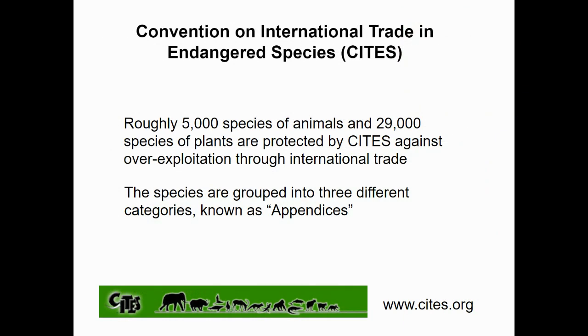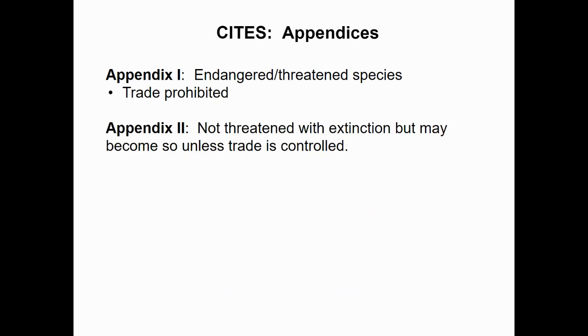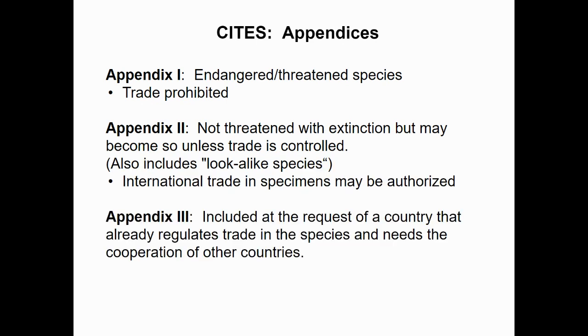So the Convention on International Trade in Endangered Species, again, has about 5,000 species of animals and 29 species of plants that are protected. So these all go into three categories, but are not supposed to be sold or traded. So endangered or threatened, no trade at all. If they're not threatened with extinction, but there is a concern that they could be, if trade is not controlled, then international trade might be authorized depending on the circumstance.